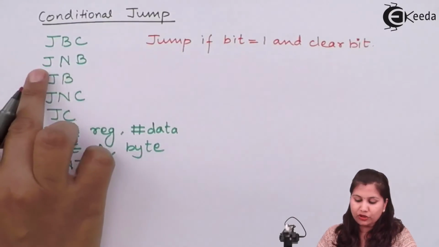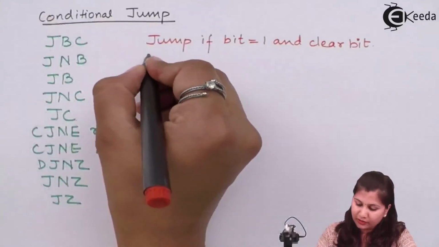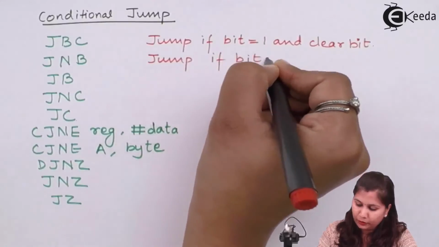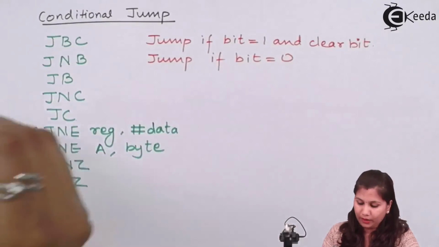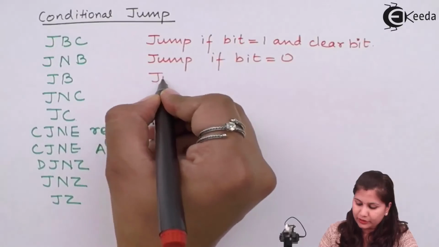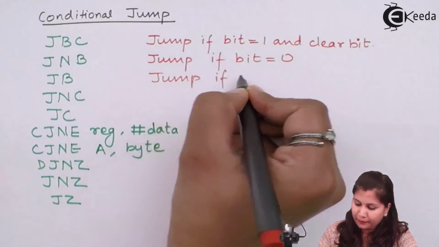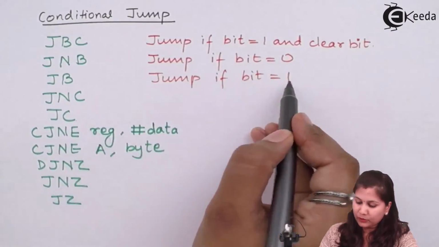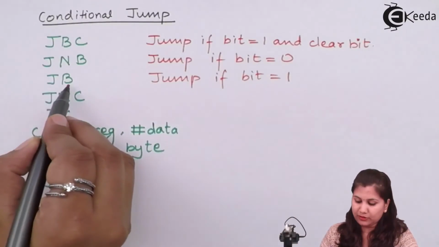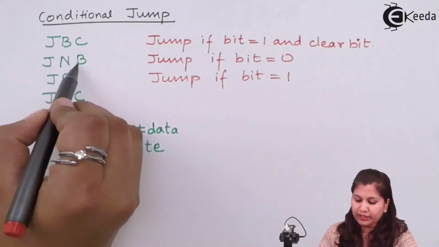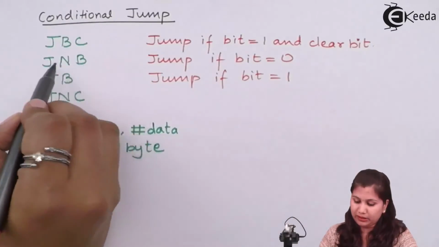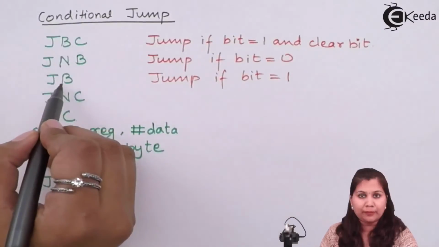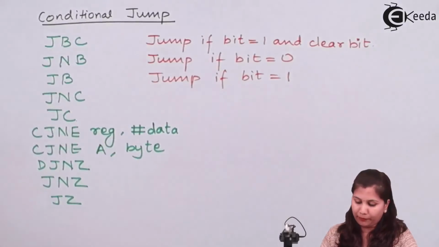Then next is jump on no bit, that is, jump if the bit is equal to 0. Then jump on bit, that is, jump if the bit is equal to 1. So when the bit is 1, we use the JB instruction, and when the bit is 0, we use the JNB instruction. Okay, so to check these conditions, we use the jump instructions which are related to the bit operation.